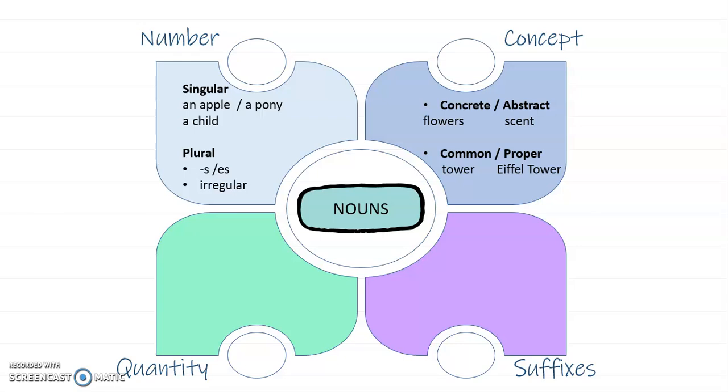Common or proper. Tower is a type of building, and there are many types of towers, but the Eiffel Tower is a very specific type of tower. As you can see, the difference is also between capital letters in the proper name and small case in the common name.